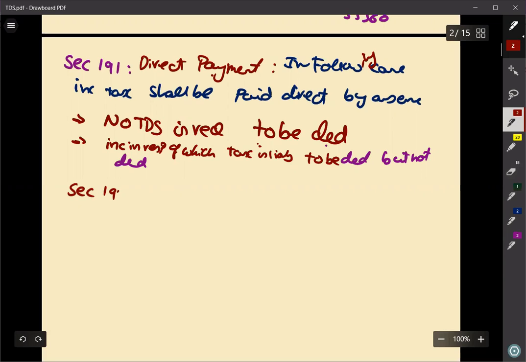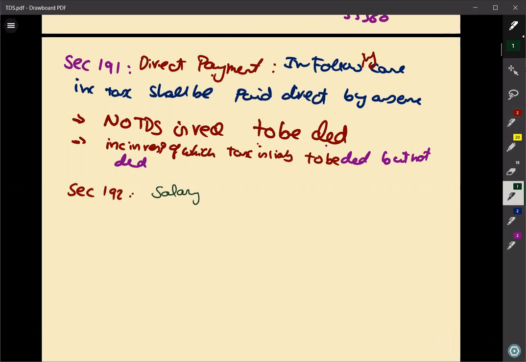Section 192. It's a very simple section. Salary. Any employer, at the time of making payment of salary under section 192, needs to deduct TDS. So this is the first payment. There are a lot of payments which are covered. So now, payment of salary is subject to TDS.